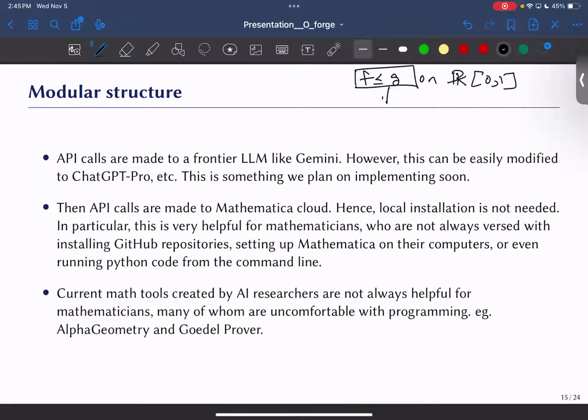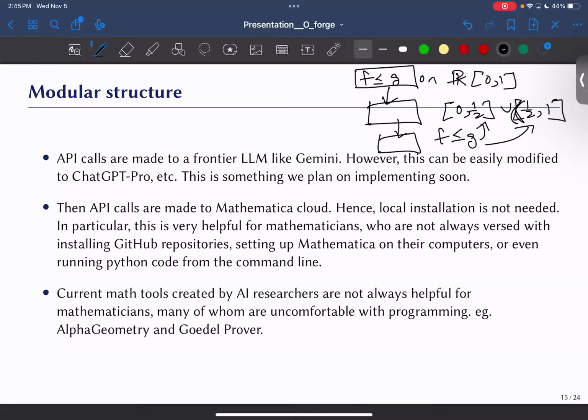And then it goes to Gemini, which says you should divide this into 0, 1/2, and then 1/2, 1. Maybe I should make this open. And then a lot of this code is sent to Mathematica, which says, okay, I can prove that this is true here as well as here. And because every point in the domain has been included, there's no slice that's left out. So this implies that the inequality is true everywhere in the domain because you've proved it at every point in the domain. Gemini might say 0 to 1/4.